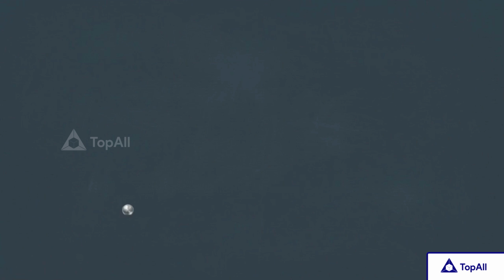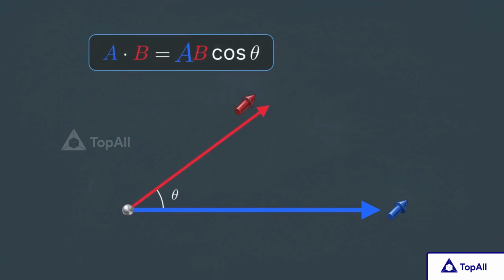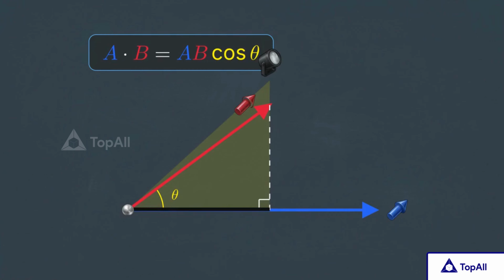The formal geometry of the dot product is defined by this equation: the magnitude of vector A times the magnitude of vector B times the cosine of the angle theta between them. To understand that cosine, imagine a light source shining directly above vector B, casting a perpendicular shadow onto vector A. This shadow is a projection. The dot product isolates the specific component of vector B that aligns with vector A.